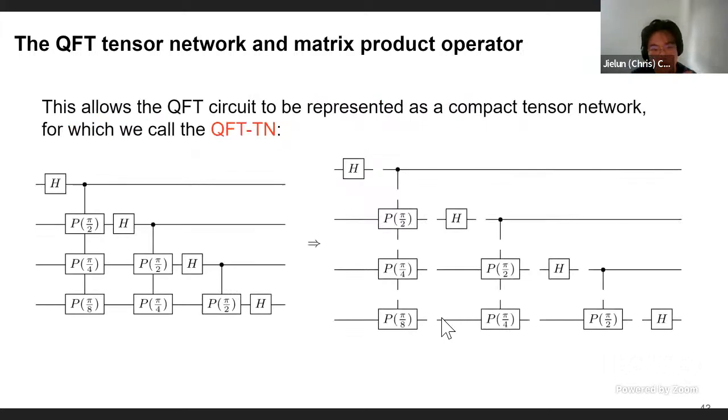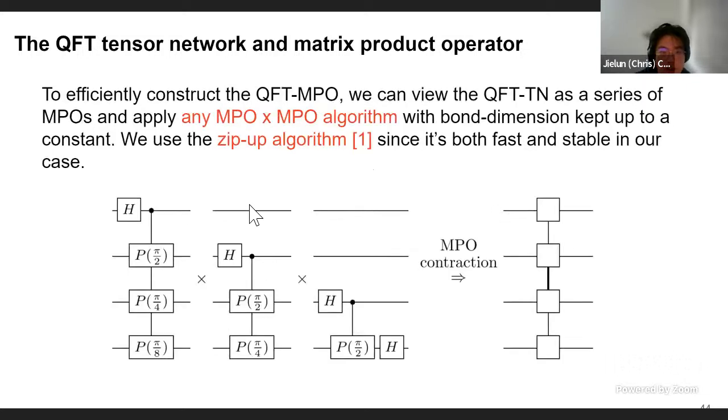So this actually allows us to decompose the entire QFT circuit into a pretty compact tensor network, which we call the QFT tensor network. To efficiently construct the QFT MPO, we can just view this entire tensor network as a series of matrix product operators, and we can apply any MPO-MPO multiplication algorithm with bond dimension capped at a constant to construct the matrix product operator. We use the so-called zip-up algorithm because it's both fast and stable in our case, due to some nice properties of these phase gates.